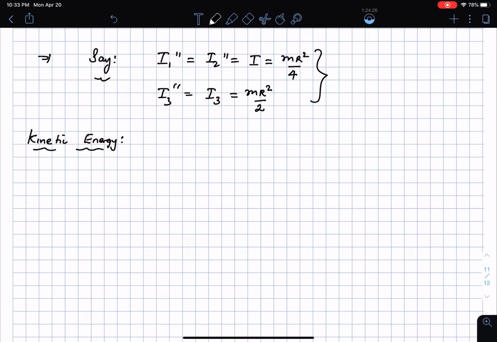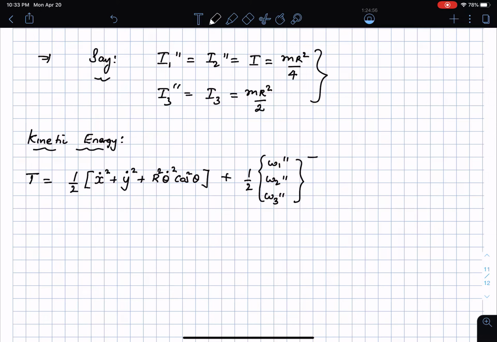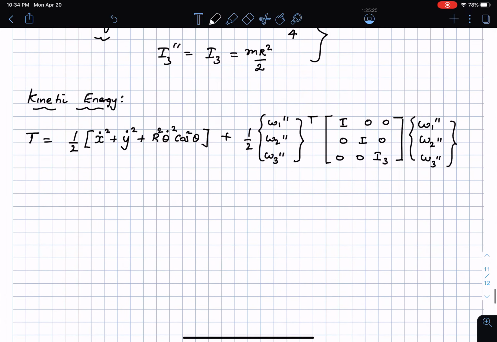If I expand it out, T is equal to half times x dot squared plus y dot squared plus r squared theta dot squared cos squared theta, right? That was Vg squared, plus half times omega 1 double prime, omega 2 double prime, omega 3 double prime transpose, multiplied by the matrix which I'm going to call I, 0, 0, 0, I, 0, 0, 0, I3, and then omega 1 double prime, omega 2 double prime, omega 3 double prime. Okay, and if I perform these substitutions, I end up getting the following. We will do that very soon.